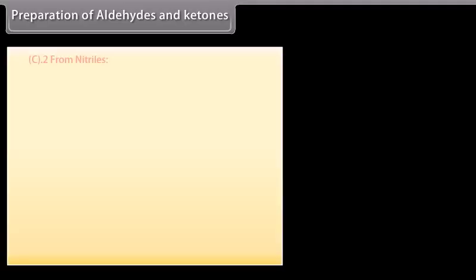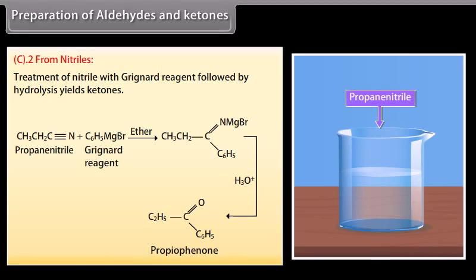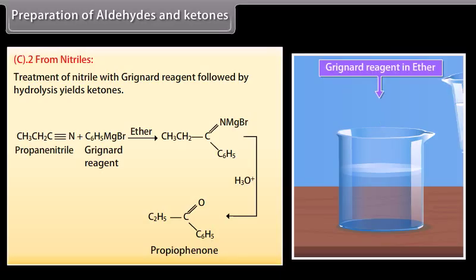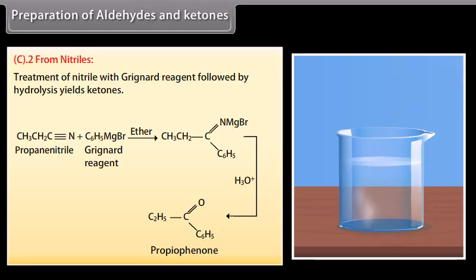Preparation of aldehydes and ketones from nitriles. Treatment of nitrile with Grignard reagent followed by hydrolysis yields ketones. Grignard reagent in ether reacts with benzonitrile and forms an intermediate, and then upon hydrolysis it gives propiophenone.